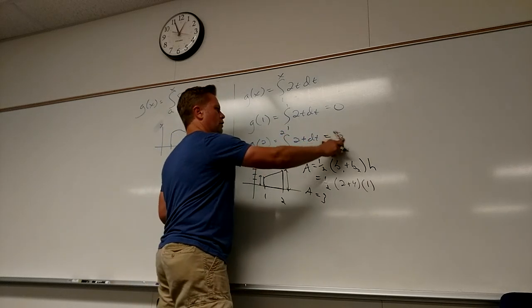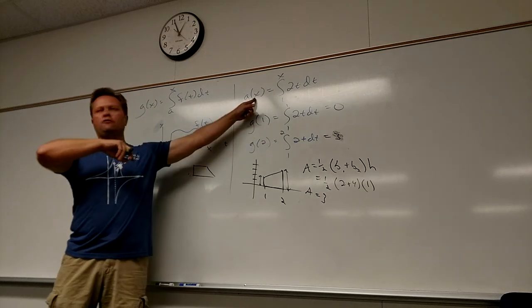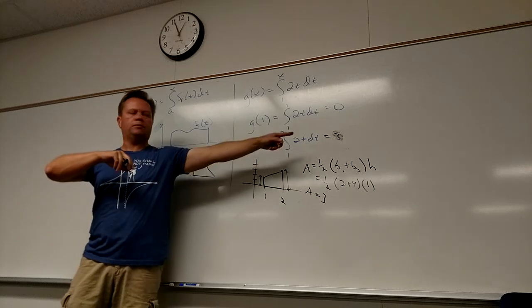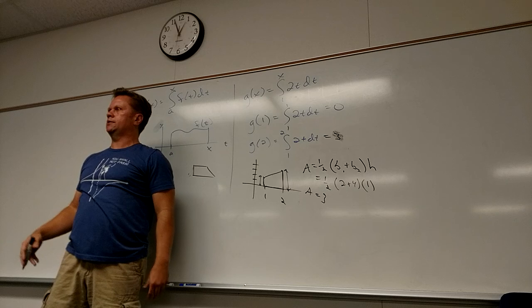So you can see how I can start to graph the g function. For an input of 1, I get an output of 0. For an input of 2, I get an output of 3. I could make a table of values if I want to, and graph the g function by itself.